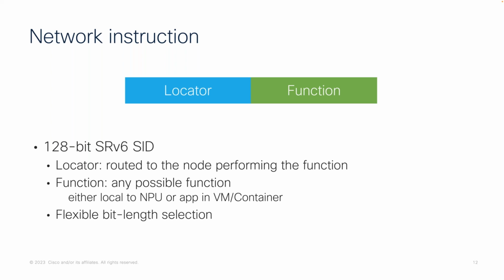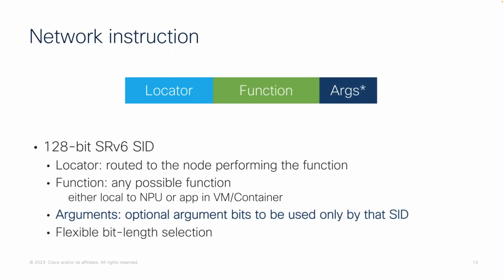We can implement any possible function at that node, of course, depending on what the NPU or what a VM or container can execute at the node that instantiates that function. And we have flexibility in how big or small we're making these locators and functions in the IPv6 address space within that SID. There's a little tweak on this. If any of you guys and ladies are programmers, you'll know functions take arguments. And so we have arguments that we can fit into that 128-bit SRv6 SID as well. And I think further on in the presentation, we'll get a chance to see what those are like.